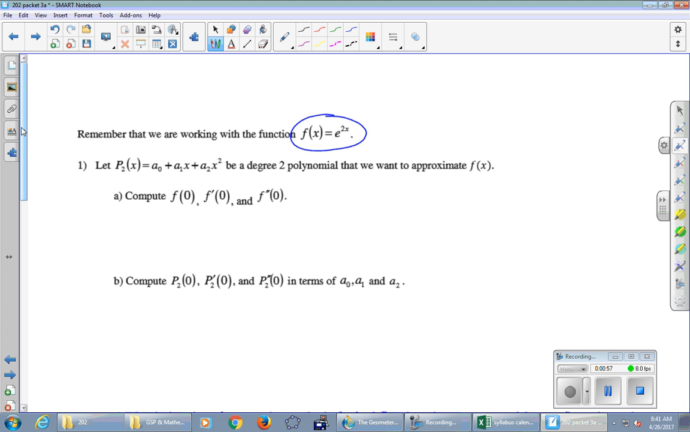We're considering the function f of x equals e to the 2x. And the graph of that function looks an awful lot like the graph of e to the x, which we know is just an exponential growth. So there we go. And what we are going to do is try to approximate that function with a polynomial.